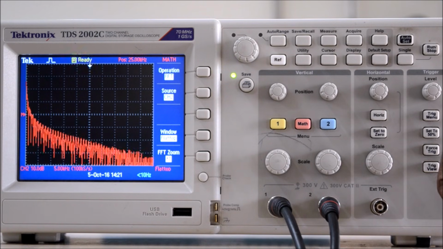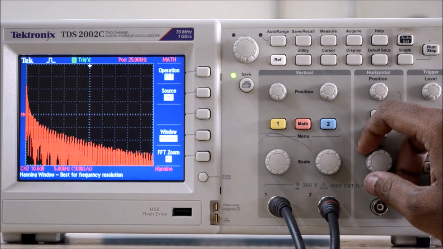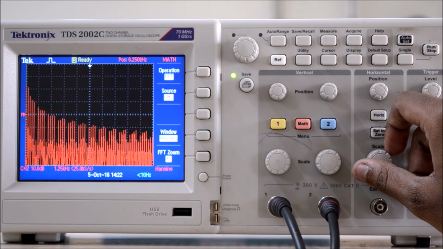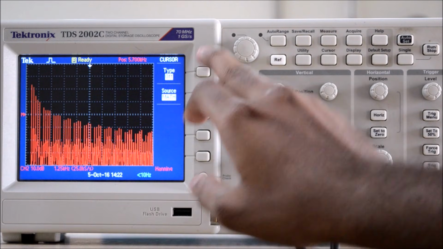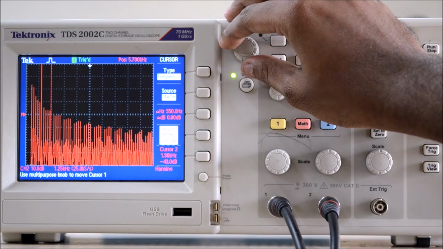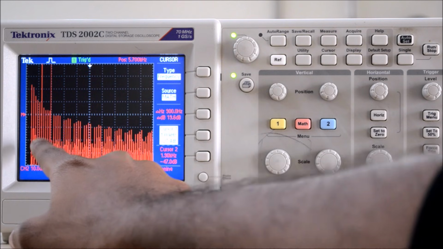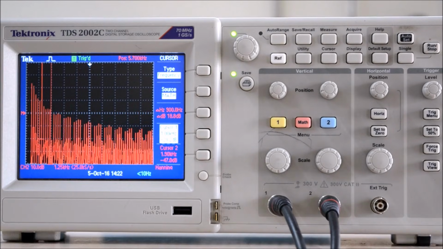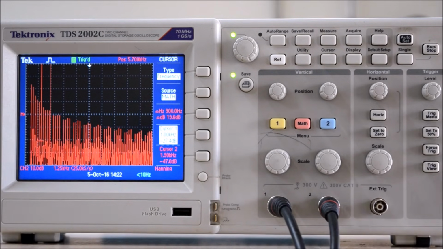This is the PSD of a bipolar NRZ signal. We'll change the window to Hanning and we'll adjust the scale to have a better look. We'll measure the first null with the help of cursors. As we can see, the first null is observed at 1 kHz, and according to the graph I have shown you, the first null will occur at 1 times the bit rate, which is 1 kHz.